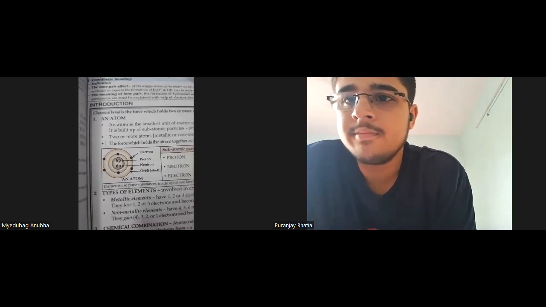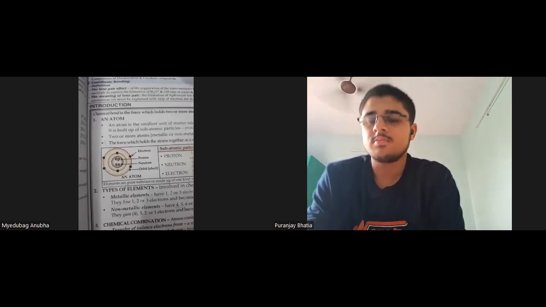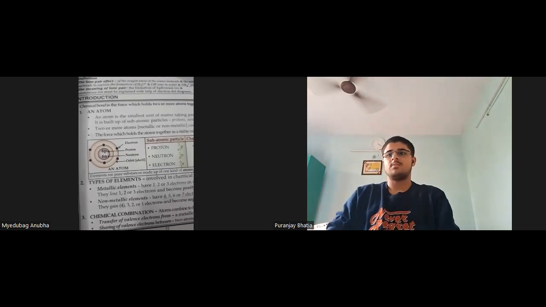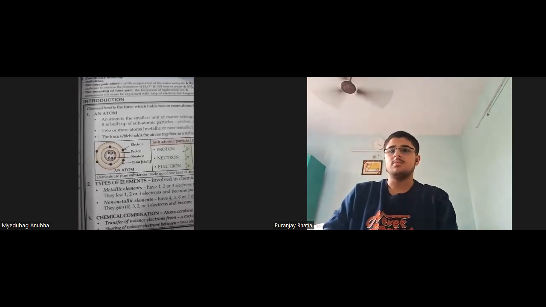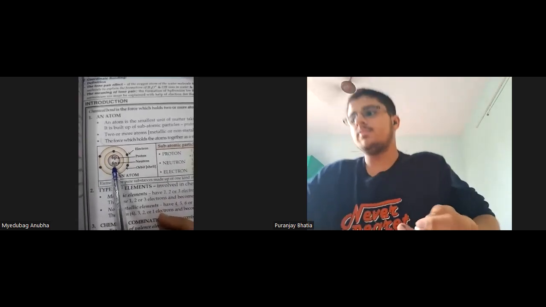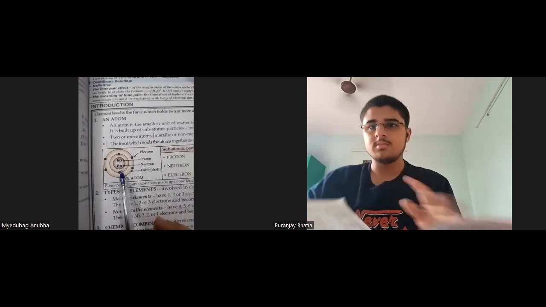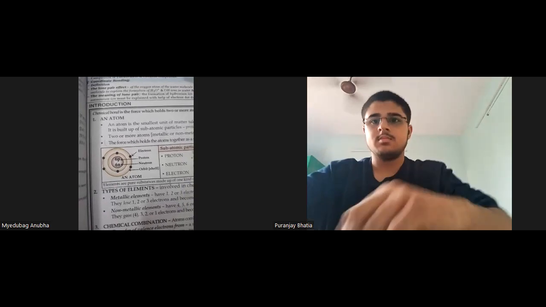Yes, ma'am. So we have three subatomic particles that we name as proton, electron, and neutron. Proton carries positive charge, neutron carries neutral or no charge, and electron carries the negative charge. Inside the atom, all three subatomic particles are arranged. As you can see, an atom contains a center which is called the nucleus. Inside the nucleus, two of the subatomic particles are arranged, which are protons and neutrons. Then we have electrons which revolve outside the nucleus.